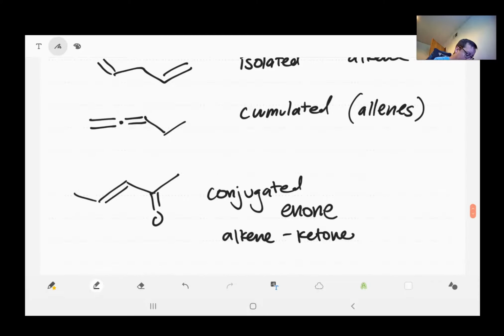It doesn't have to be two. You can have as many double bonds as you want. As long as they're all alternating, they form a conjugated system. So, doesn't matter how many you have. As long as you have them alternating with single bonds, you're good. And so we're going to talk about kind of what makes these special. But first things first, we'll talk about how to make them.